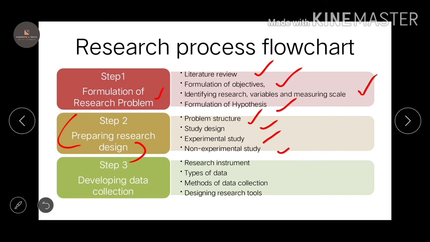Coming to developing the data collection. So you try to understand what is the research instrument that I'm using, what type of data, whether it is a primary data or a secondary data, what is the method of data collection, whether I'm doing the collection of data by interviews or a questionnaire, and what are the different research tools that I'm using. So these are discussed in developing the data collection. So data collection deals with how I'm doing it, what I'm doing it, what are the different techniques I'm using, what are the tools I'm using.